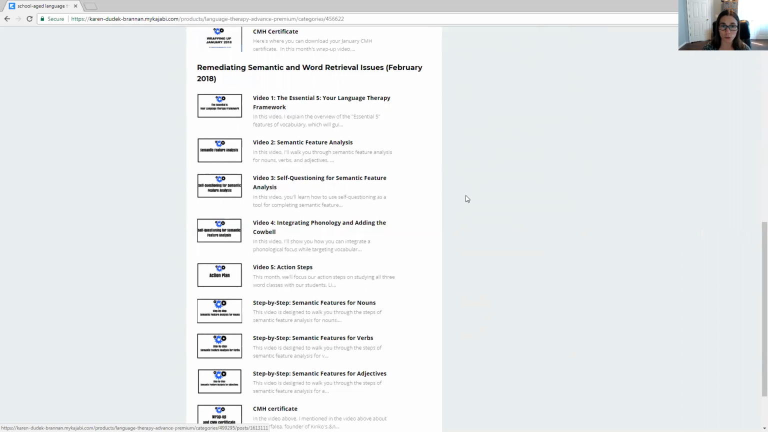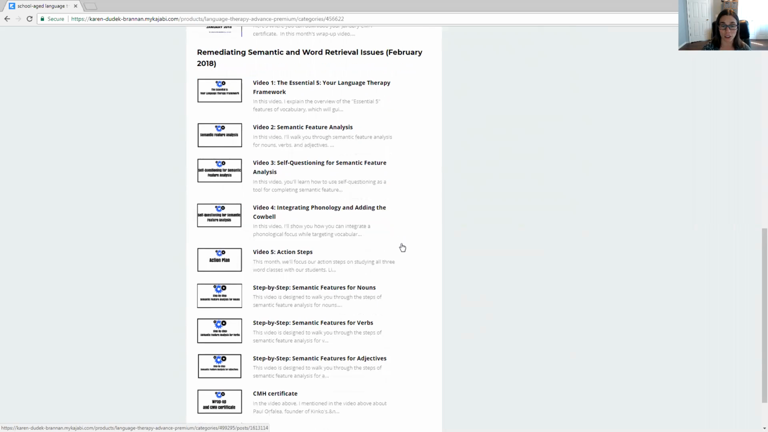And then I walk you through doing semantic feature analysis, which is a strategy that we can use when we know that just giving our students brief word definitions or having them try to memorize flashcards just isn't working. And we want to really teach our students to study words and pay attention to those features of words. So what I do in this training is walk you through that, and I also talk about how to add that phonological component. If you've got students who have that word on the tip of their tongue and they can't quite pronounce it, I talk about how to integrate phonology as well.